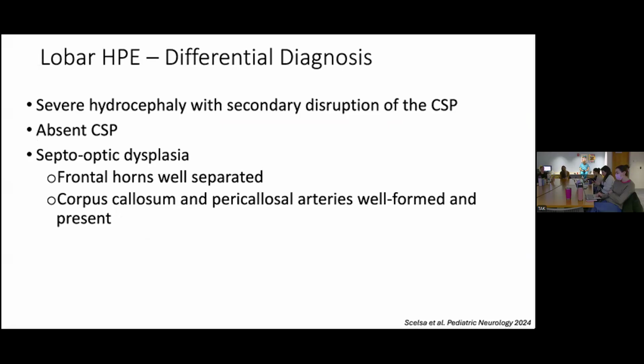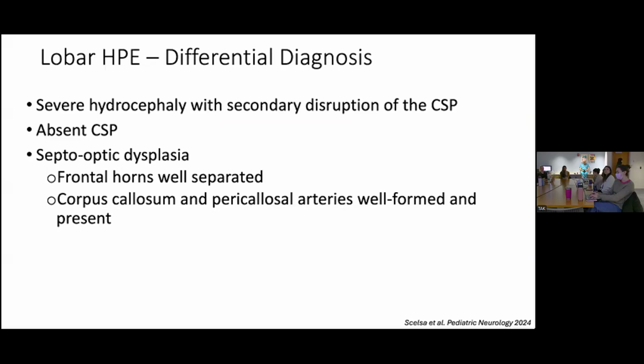For lobar holoprosencephaly, this must be distinguished from other types of ventriculomegaly that are at times associated with secondary disruption of the CSP. This is particularly frequent with cases of spina bifida and severe obstructive hydrocephalus. Distinction between agenesis of the CSP and lobar holoprosencephaly is one of the greatest challenges. Demonstration of normal ventricles to mild ventriculomegaly, a well-formed corpus callosum, and well-developed interhemispheric fissure with anterior separation of frontal horns favors the diagnosis of agenesis of the CSP.